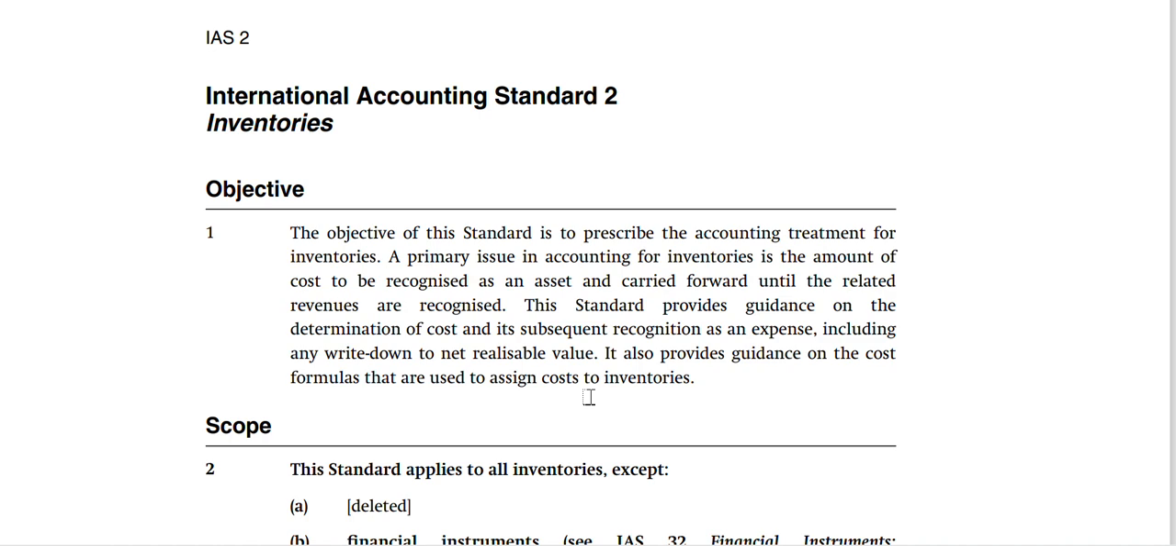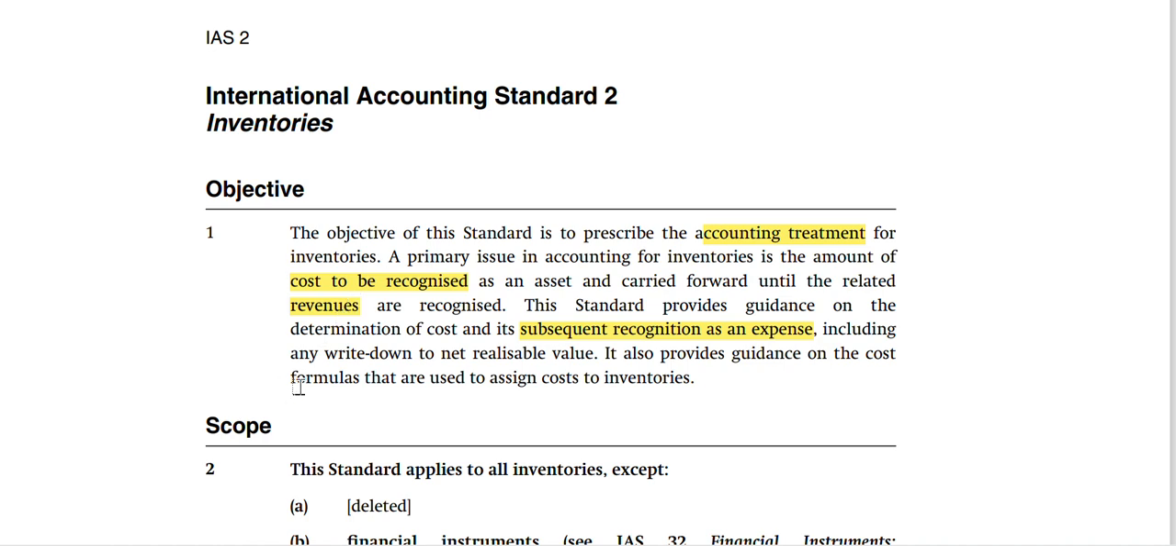The most important thing the candidate needs to understand about the objective of the standard is that its main purpose is to look at the accounting treatment for inventory. What is the value that should be recognized? What is the cost that should be recognized for the inventory? What is the subsequent recognition of the inventory? That is obviously when there is a sale. When there is a sale, there should be a subsequent recognition of inventory, meaning you are now derecognizing inventory and recognizing the expense, which is what we call cost of sales.